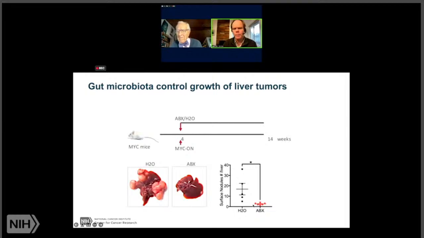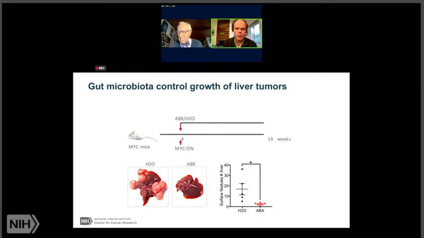And you can see here, these mice developed way fewer tumors. Now, I'm a medical oncologist. I treat a lot of patients with cancer. This was very hard for me to believe that just antibiotic treatment would actually reduce tumor nodules that you can see here. We repeated this experiment.